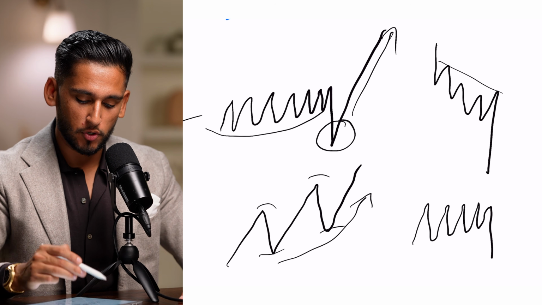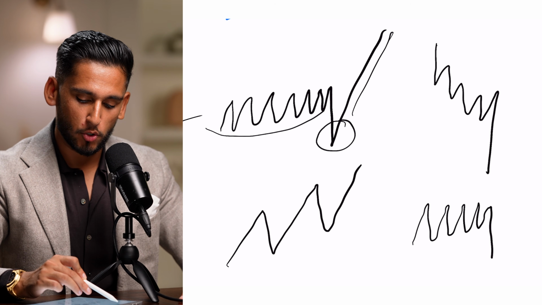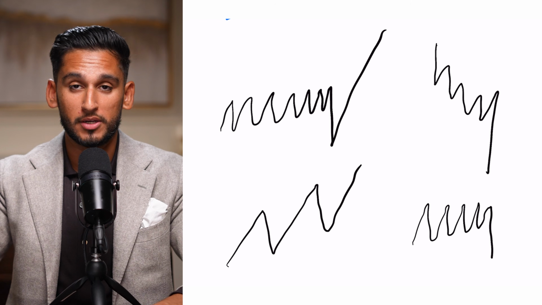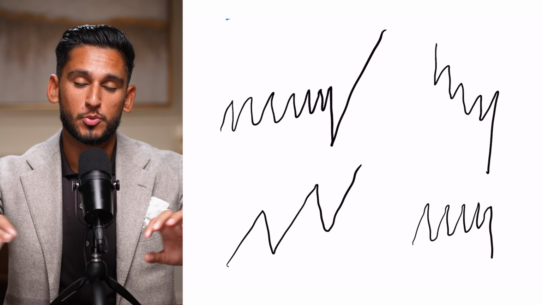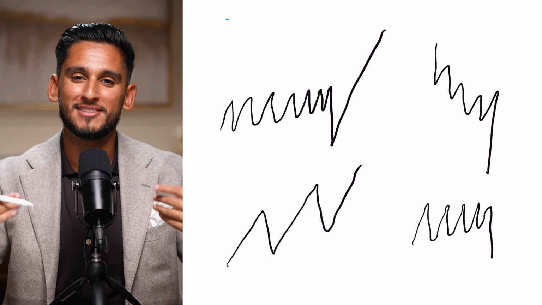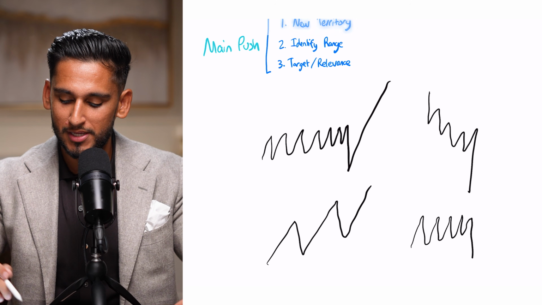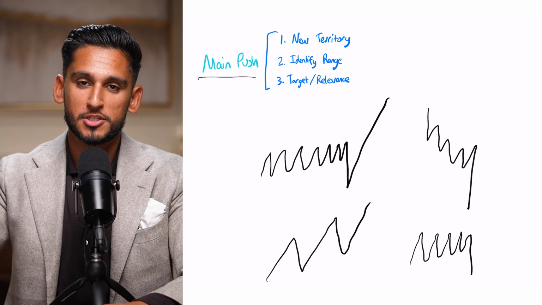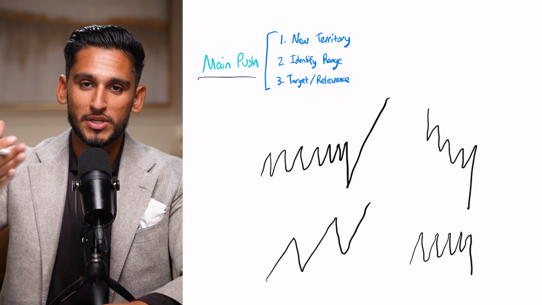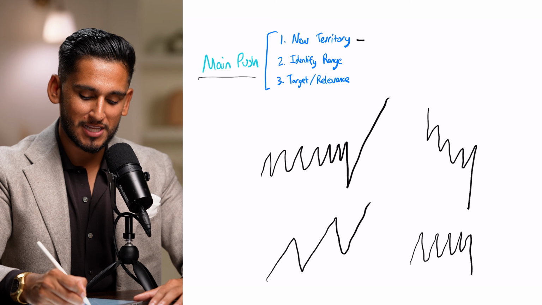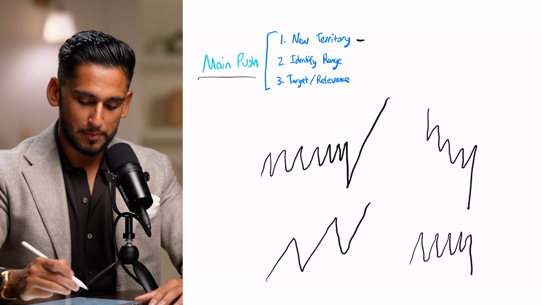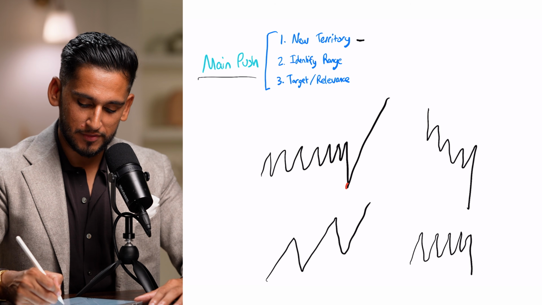What we really need to look for is the common denominator in all of these different approaches, where each one of these is unique, each one of these is different, each one of these has a different name, but they all have the same thing in common, and that is going to be the main push. So the main push is basically looking at the most relevant recent portion with alignment of step 1, which is new territory.